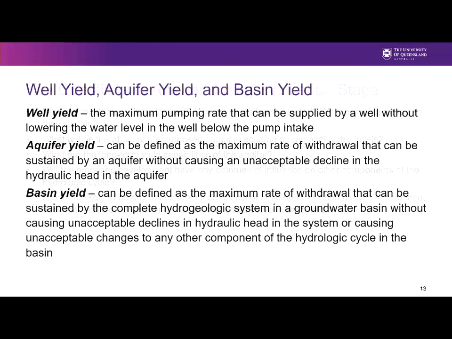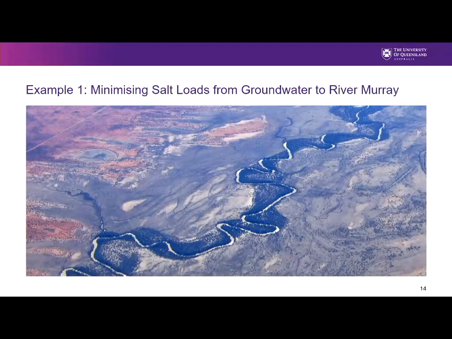And these three are the different yields we also discussed. It's the well yield, aquifer yield, and basin yield. So the scale increases from a well scale to a sponge scale, and finally to the hydrological processes. So I won't go into that much detail. It's just the different scales.